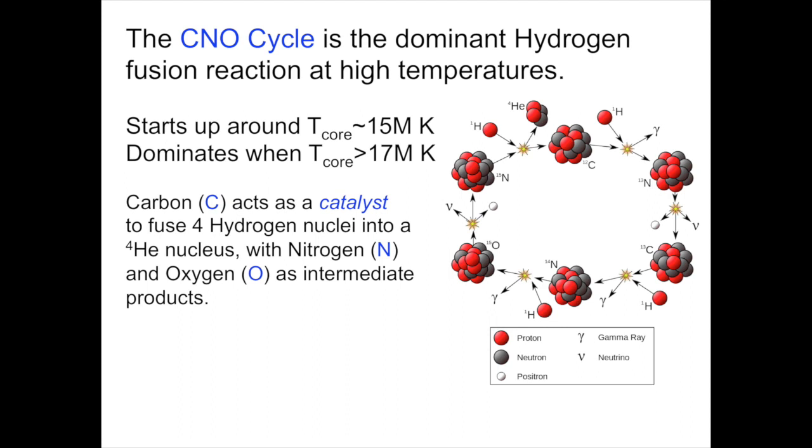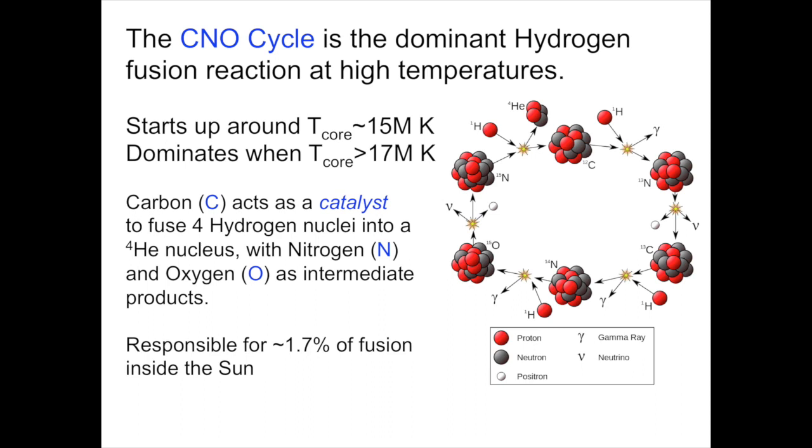In the carbon-nitrogen-oxygen, or CNO cycle, carbon acts as a catalyst to mediate the fusion of 4 hydrogen nuclei into a helium nucleus, with nitrogen and oxygen as intermediate products of the reaction. It's responsible for about 1.7% of the fusion that occurs inside the sun. If you remember from the previous slide, the proton-proton chain is responsible for 98.3% of the sun's energy, and so 98.3% proton-proton plus 1.7% carbon-nitrogen-oxygen fusion makes up 100% of the fusion energy going on in the sun's core.